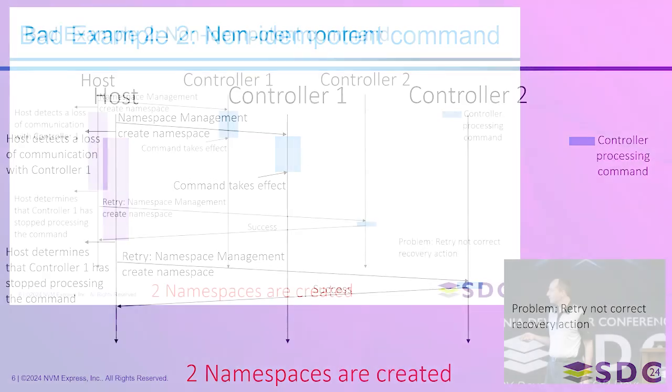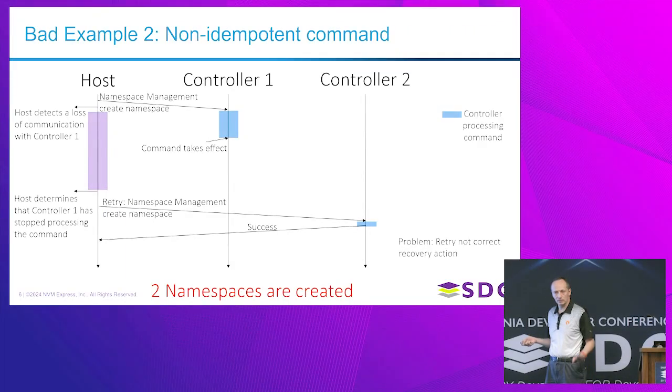The host says, well, I'm going to wait because I'm a well-behaved host. And it waits until it knows that controller 1 is done with that command through some parameters we're going to talk about that are agreed on beforehand. And then it retries the command and it gets success back, and it's happy also, because it knows that this command succeeded. The problem is that on the storage, we have 2 namespaces that are created.